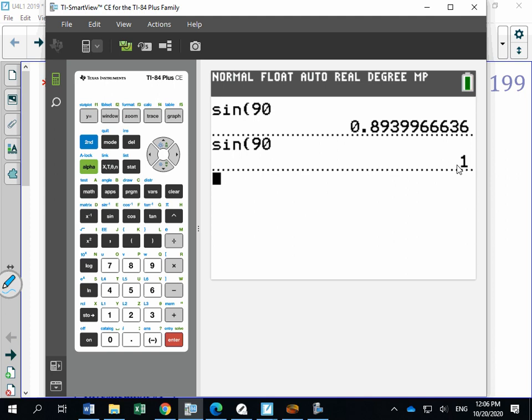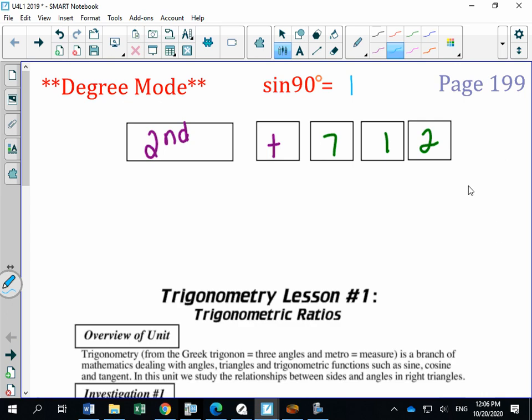I've had students forget on a test to put their calculator into degree mode. Every single question will be wrong if you do your test in radian mode. So that's the first thing that we need to be good with trig.